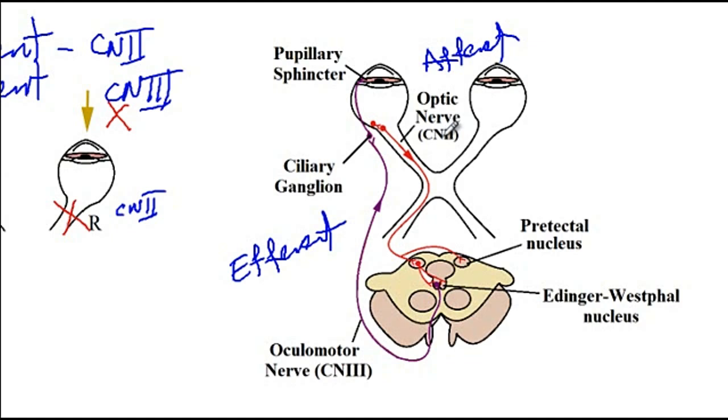So if cranial nerve 2 in the right eye is not working, if we shine light in the left eye, still everything will be activated, and so both pupils will be constricted. But if we shine light in the right eye, no signals will pass through, so neither pupil will be constricted.